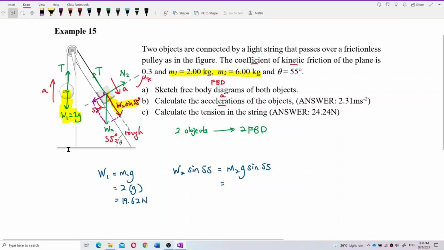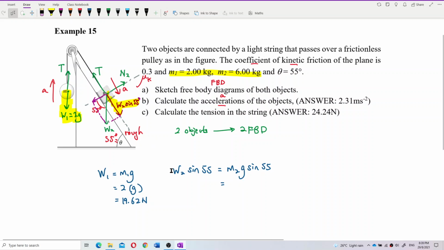We do not compare weight 1 and weight 2 only. We compare weight 1 and weight 2 sine 55. Because comparing with weight 2 is not accurate. It is weight 2 sine 55 which is dragging the mass 1 up. Understand or not? It's not the weight 2. It is the weight 2 sine 55 that is pulling mass 1 up. That's why you compare weight 1 with weight 2 sine 55 only, not with weight 2. Okay?